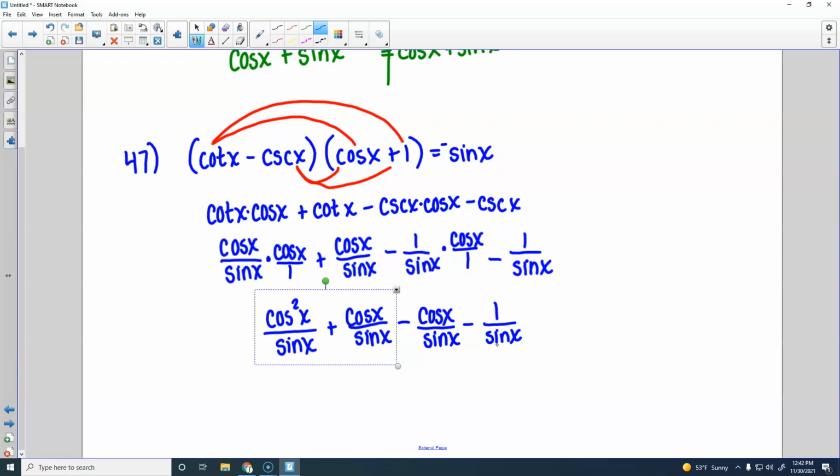So, questions so far? Does anybody see something that can happen here? What can happen, Josie? These middle two are going to cancel each other out. Also, since everything has a denominator of sine x, I can put these together with the same denominator. So I'll have cosine squared x minus 1 over sine x.